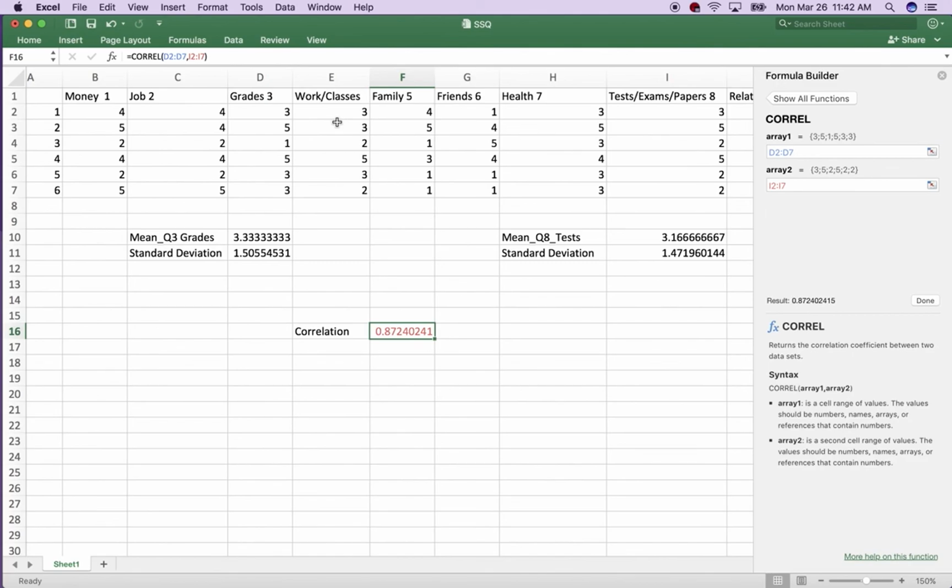You want to pick variables that you think might be correlated in order to be able to get some kind of correlation for the assignment this week.